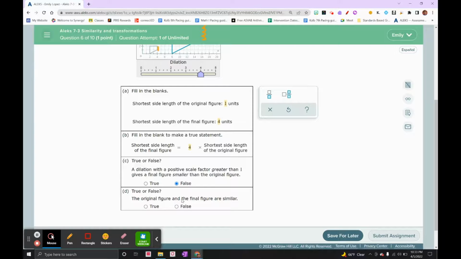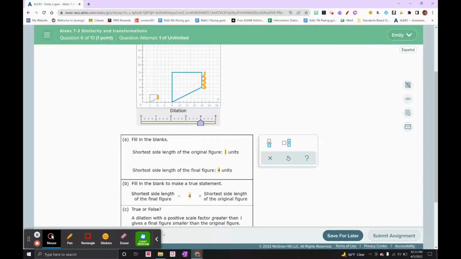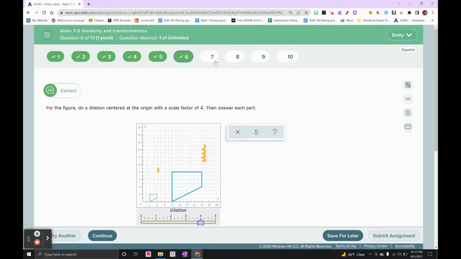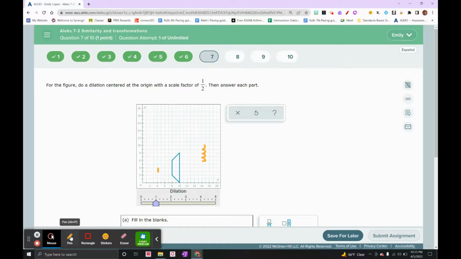True or false, the original figure and the final figure are similar. True. With the dilation, the shapes will be similar. You just make it bigger or smaller, but the shape should stay the same. That's it. Check. All right, number 7.